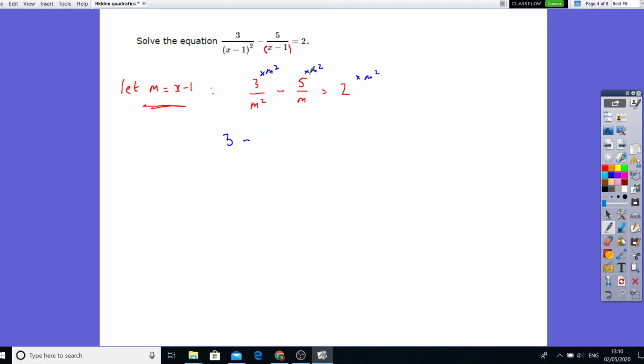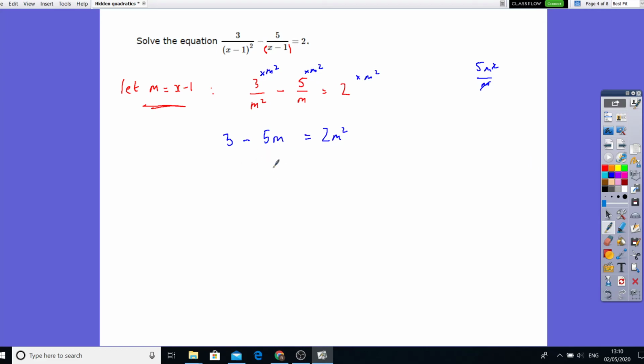Take away. Now be careful here. When I times that by m squared, I'll end up with 5m squared. It's divided by m, so one of the m's is going to cancel with that, so I just end up with 5m here. Alright, and now if I times 2 by m squared, I'll just end up with 2m squared there, and there is the quadratic that we were saying was hidden initially. It just drops out nicely.